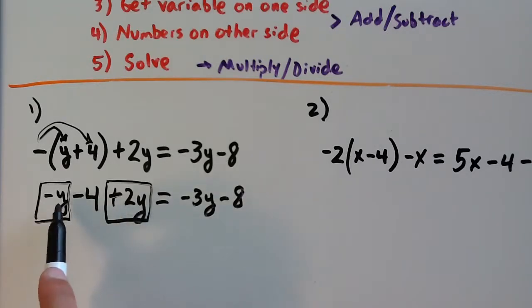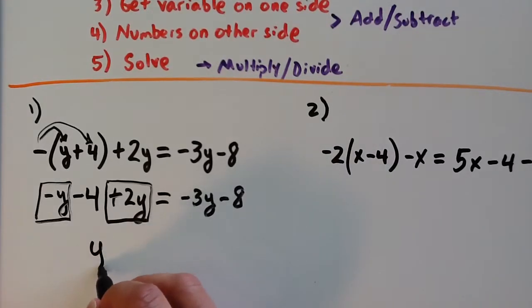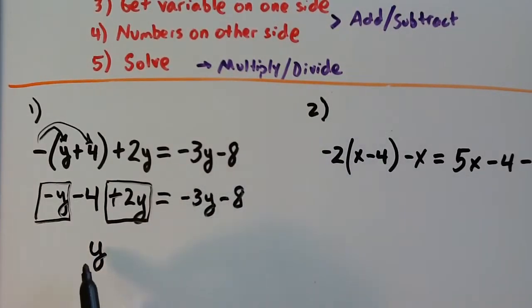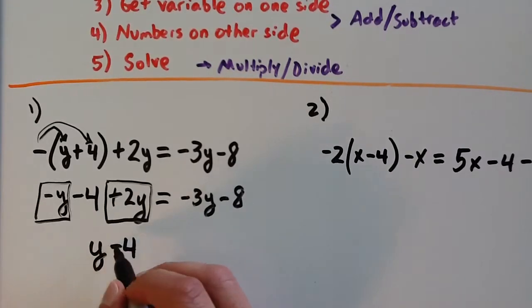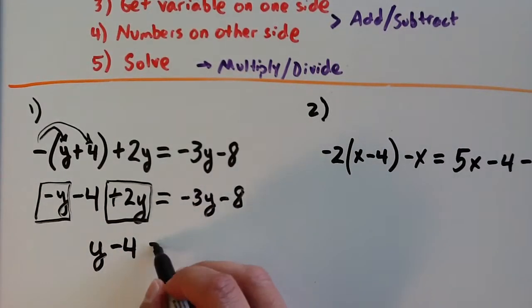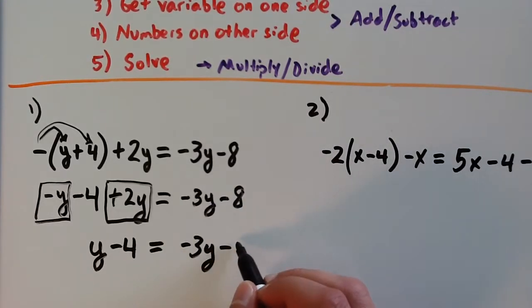So I have 2y and negative y. That is just 1y, which I can just write as y, right? Because when the coefficient's not written, it's understood to be 1. So these combine to give you y, and you still have minus 4. That's my left side, y minus 4. Bring the equal sign down. These terms stay the same because they are unlike terms, right? These are not like terms.